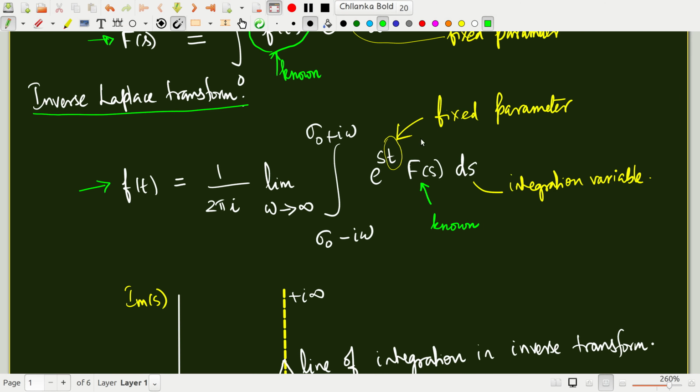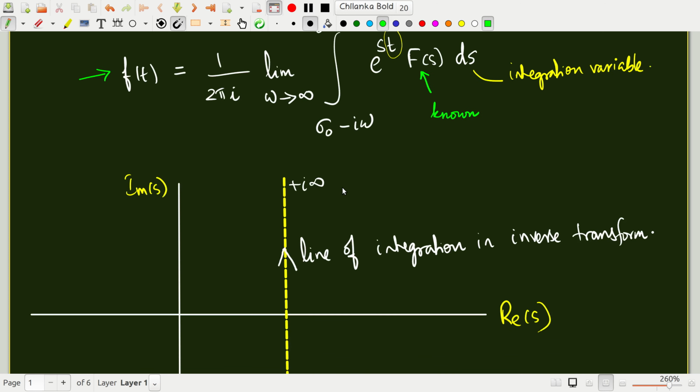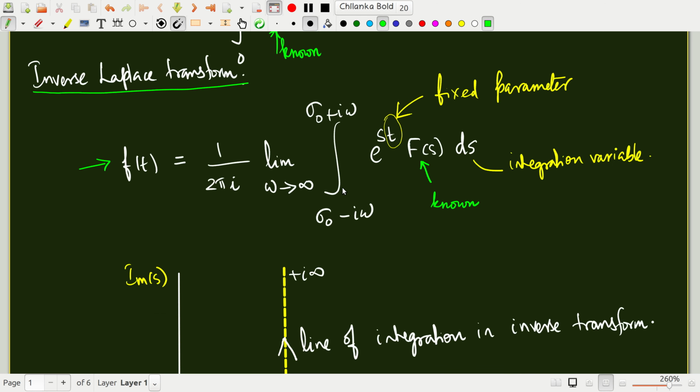Here t is a fixed parameter. You give me a time, and then I'll tell you the value of the function f using this integral. Here s becomes an integration variable, and there is a factor of 1 over 2 pi i. I will explain how this comes about a little later when I do linear algebra, but right now take it that this is the definition of the inverse Laplace transform, because the idea is to show how to calculate this integral using residue theory.